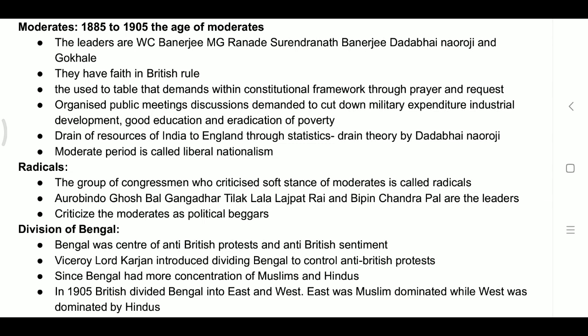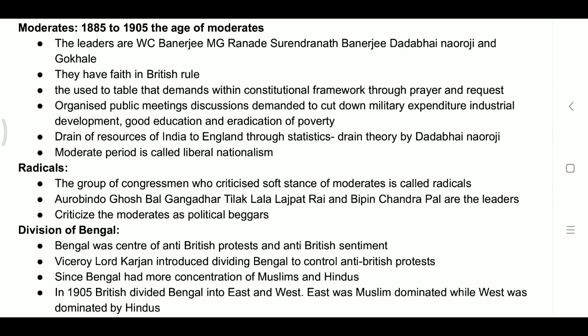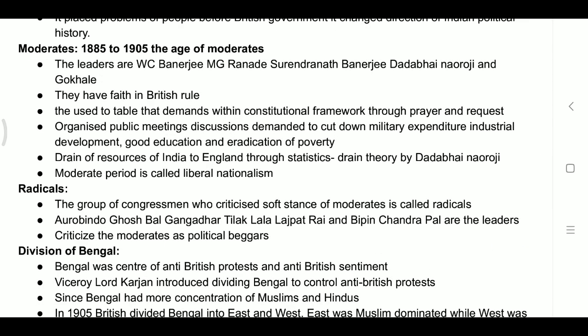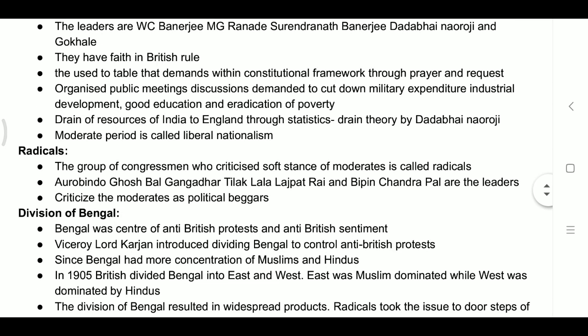A very important thing: Dadabhai Naoroji proved the drain of resources from India to England through statistics. That is what we call the economic drain theory, introduced by Dadabhai Naoroji, one of the moderate leaders. The moderate spirit overall we call liberal nationalism, because their attitude of struggle against the British was through prayer and request, within the constitutional framework.